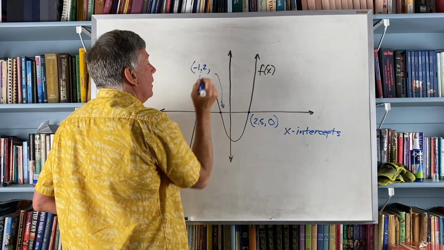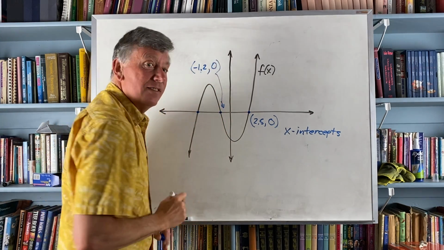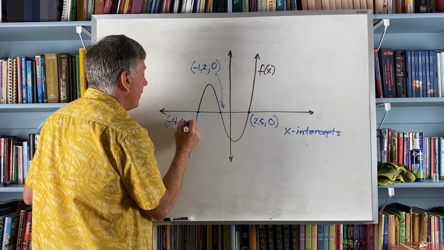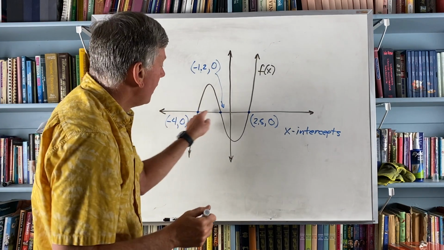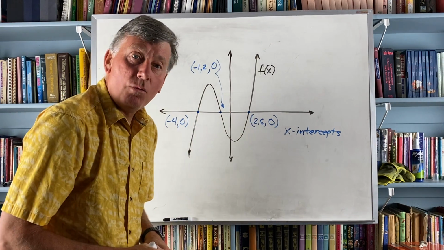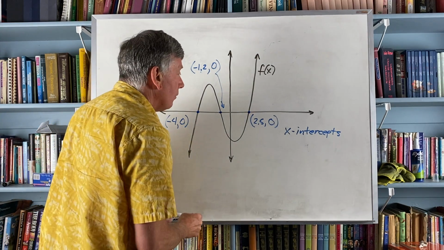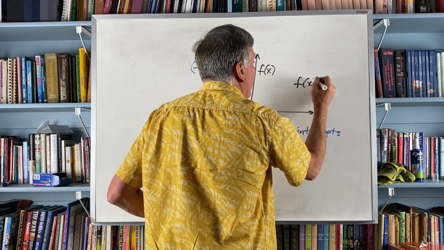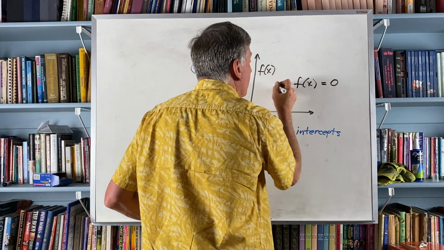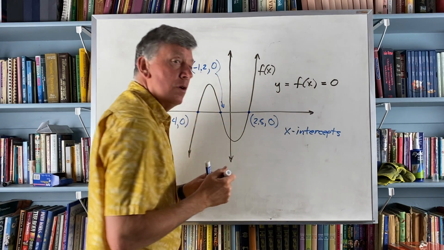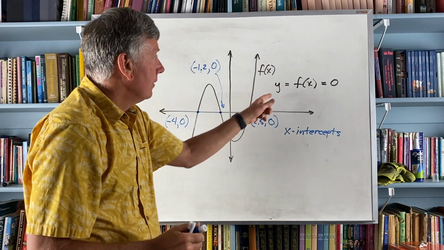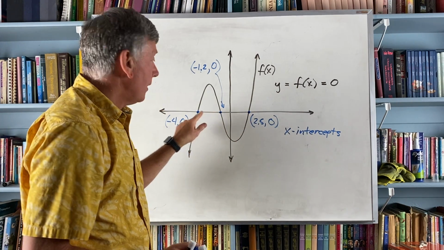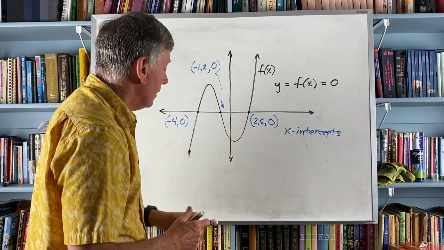This one here looks like it might be a minus 1.2, but its y coordinate is 0. This one here looks like it might be a minus 4, but its y coordinate is 0. In every case, these x coordinates have a y value equal to 0. And what is nice about that is we solve for those points by setting f of x equal to 0, because remember, y is equal to the functional value at x. So here's an x-intercept, here's an x-intercept, here's an x-intercept.